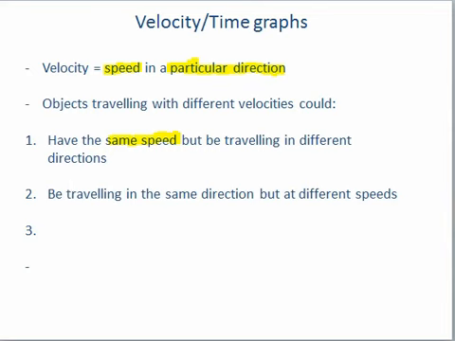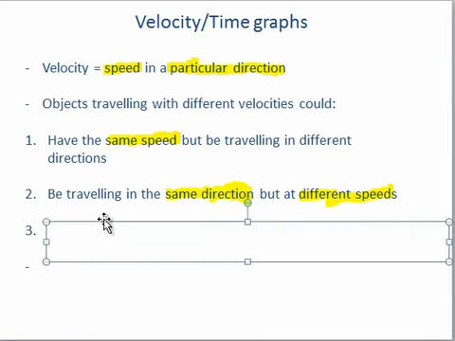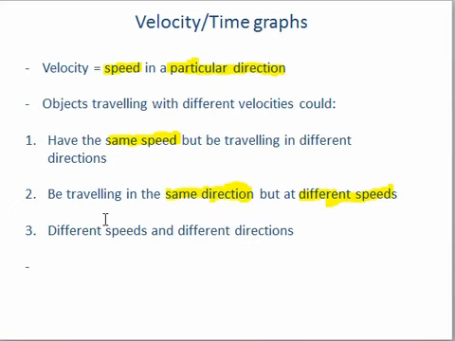They may also be traveling in the same direction, but if they have different speeds, they have different velocities. And finally, they may have both different directions and different speeds. So with our motorway example, this is the most likely. There'll probably be subtle differences in speed and they'll be traveling in different directions.